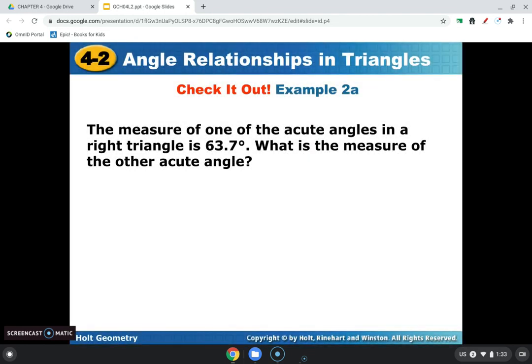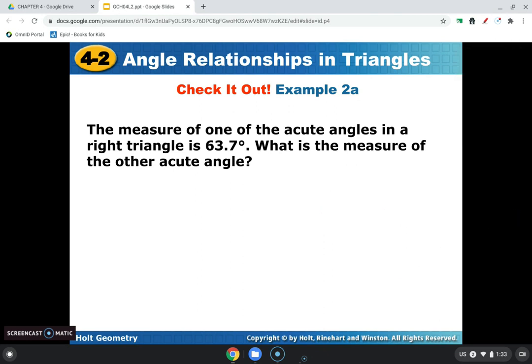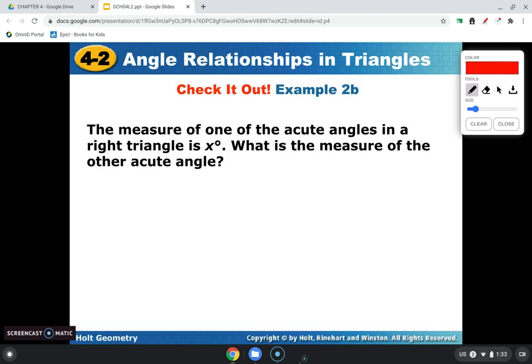The measure of one acute angle in a right triangle is 63.7. What's the measure of the other? You would just take 90 minus 63.7. And that equals what here? 90 minus 63.7, 26.3 degrees. The measure of one of the acute angles in a right triangle is x. What's the measure of the other? Well, to find it, subtract it from 90. And since you do not know anything else about it, it's just 90 minus x.